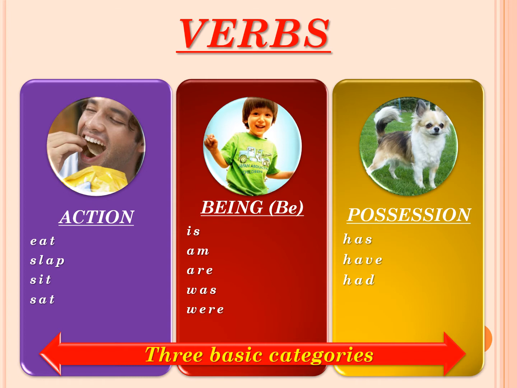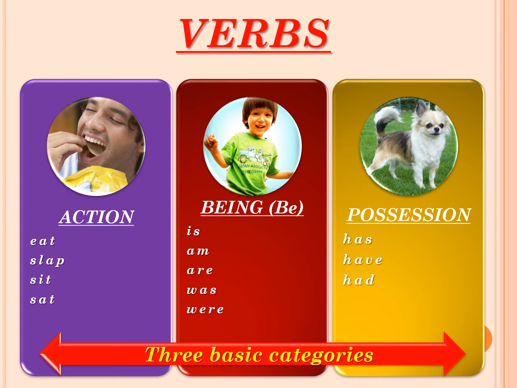That means verbs can be used to show being also. They can be used to show what a person, animal or thing is. And these verbs are is, am, are, was, were. And very commonly we call them be verbs. Moving on to the next one, possession. Verbs are also used to show possession. Verbs, they show us what a person, animal or thing possesses or has.